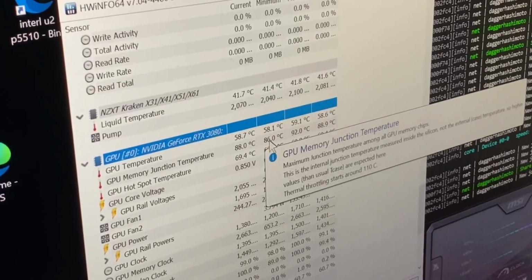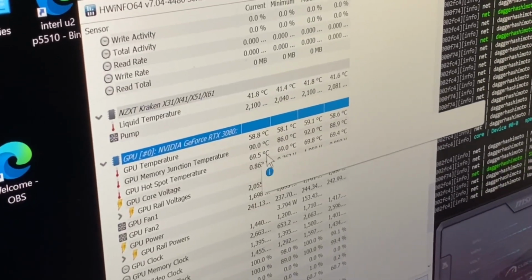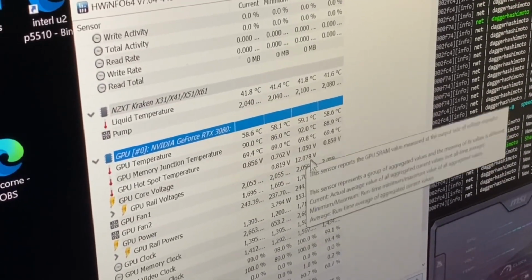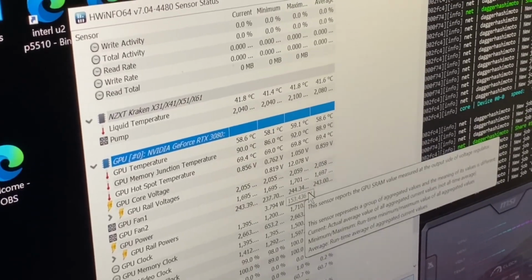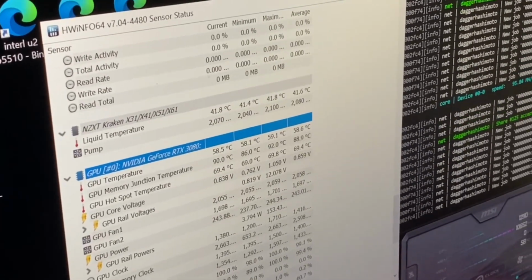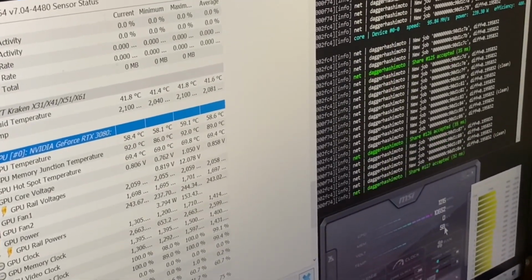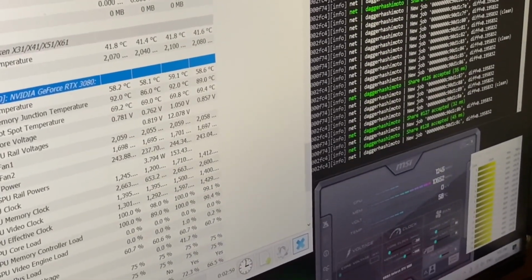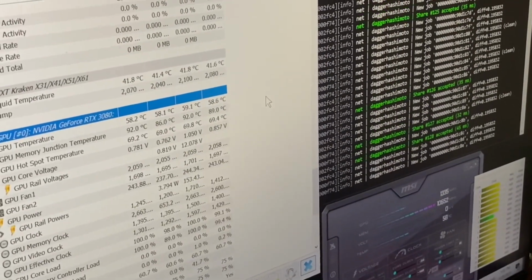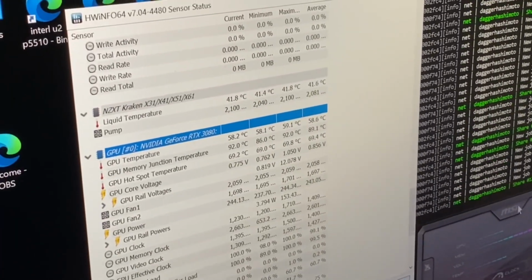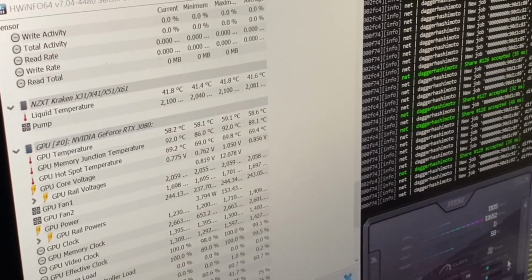Memory 88, 86, hotspot 69, 69. This looks fantastic. I think my fan right now is at 75. This card is showing at 58 degrees. Still hashing into the mid 90s, but I'm using the screen right now as my primary, so definitely losing some hash by doing that.